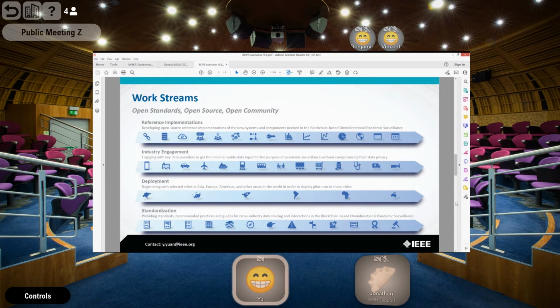And last but not the least, standardization is very important, because such a platform will never be done by a single company or a single entity. So it has to be collaborative, based on the collaboration among multiple entities, multiple companies and institutions. So we are providing standards, recommended practices, and guides for cross-industry data sharing and interactions in this so-called blockchain-based omnidirectional pandemic surveillance.